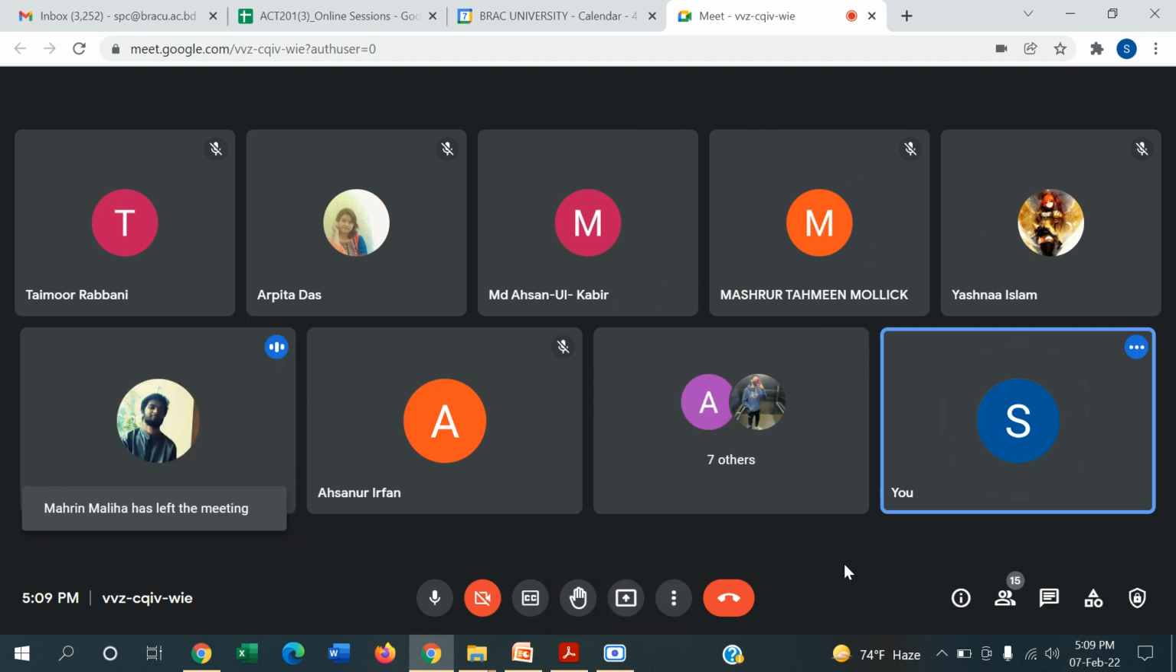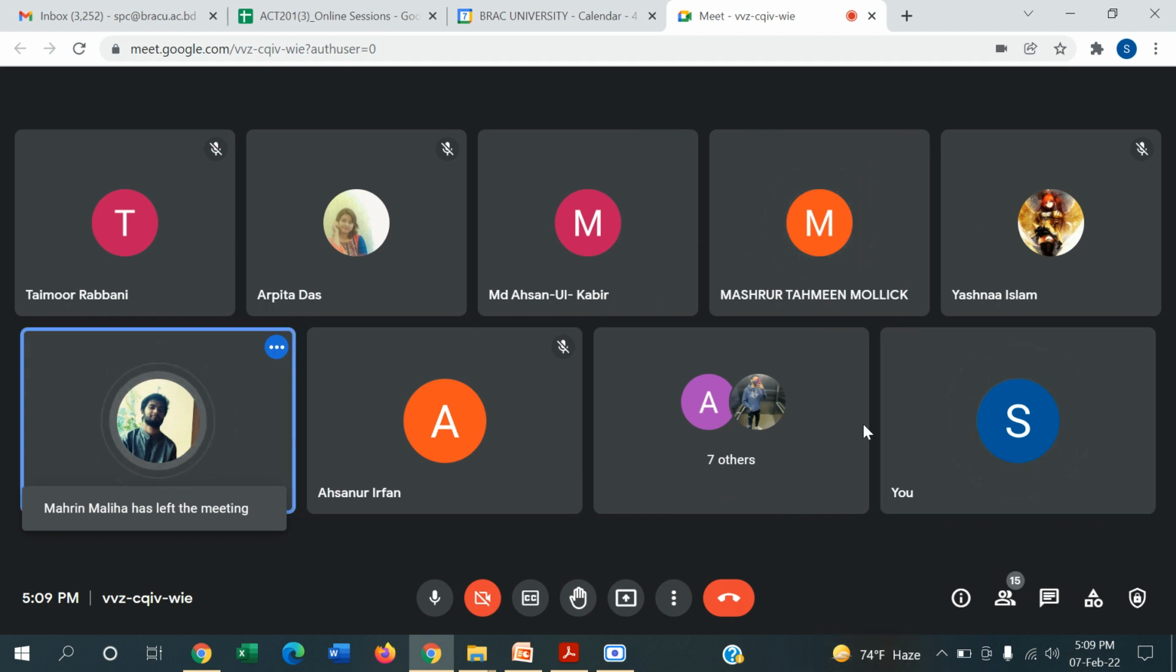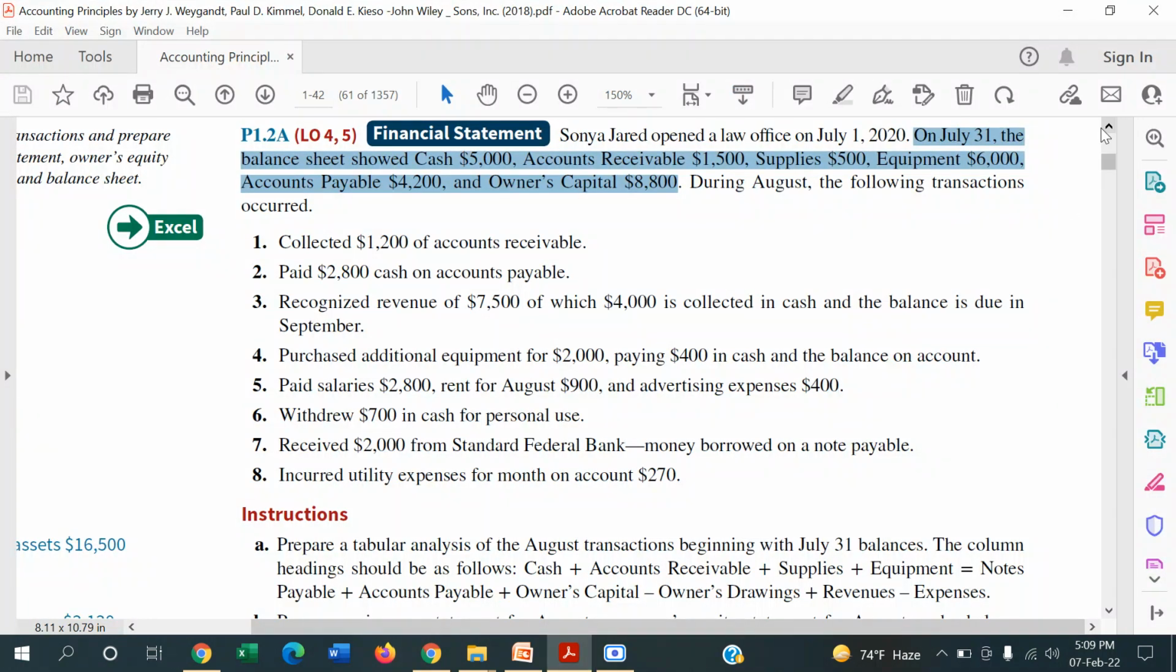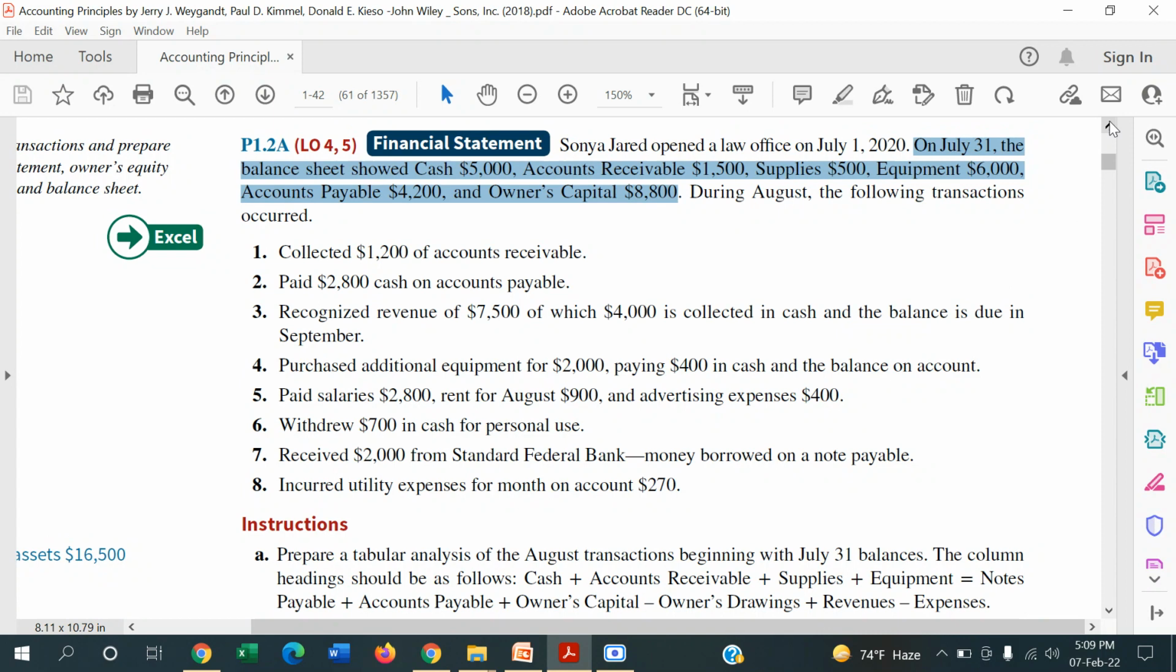Sir, it would be really helpful to share the page number. It's page 61. Page 61 of the PDF. Yeah.